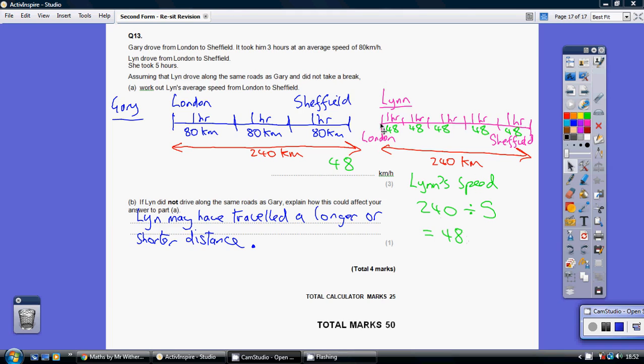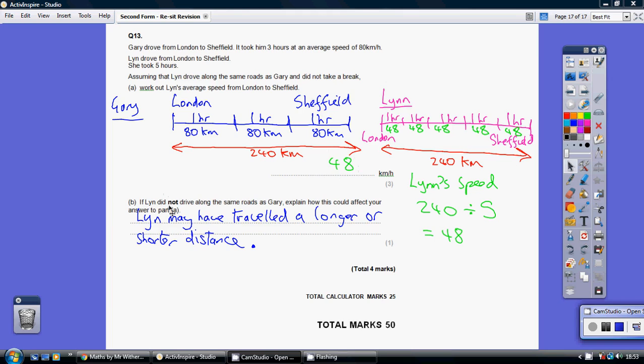So the first hour she goes 48 kilometers. Second hour 48 kilometers. Third hour 48 kilometers, and so on. So what is her speed? It's 48 kilometers per hour. 48 kilometers every hour.